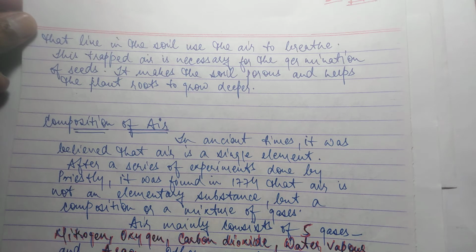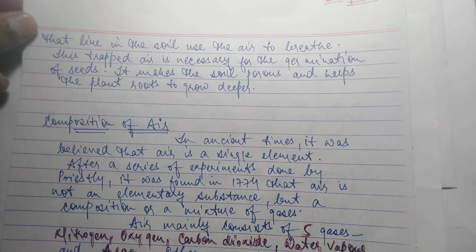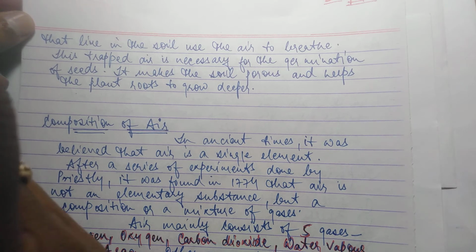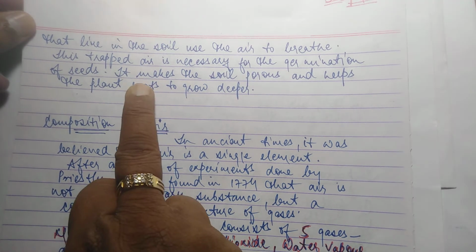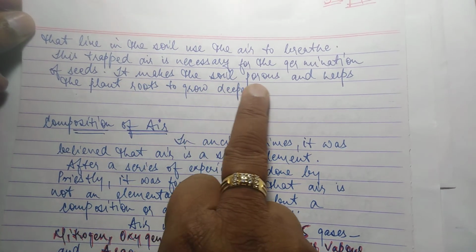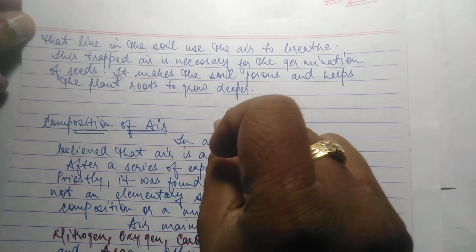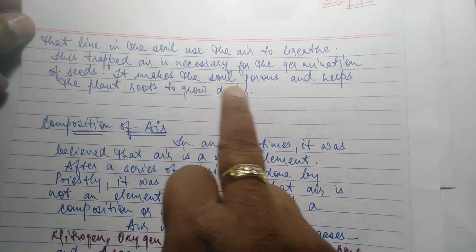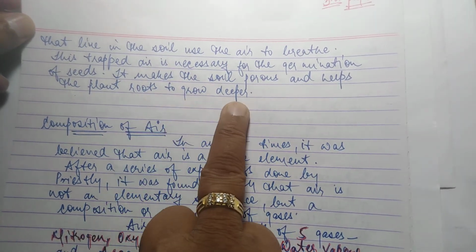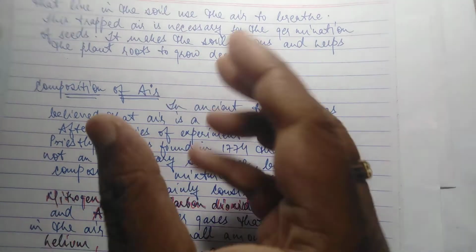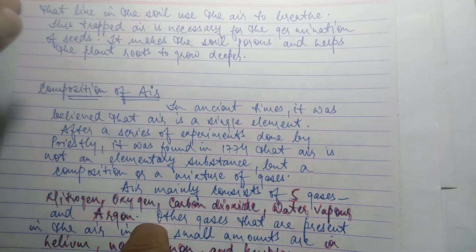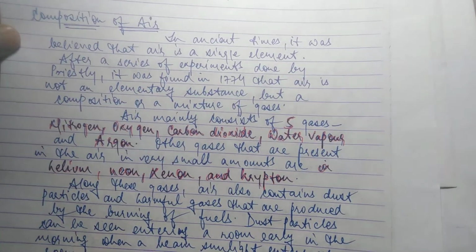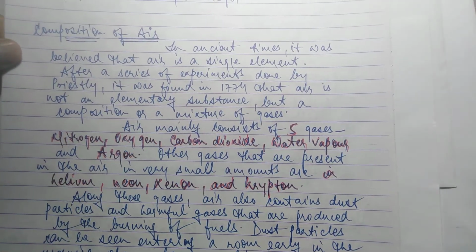We all know water, humidity, air, it is all essential for the seed to germinate. Okay, it makes the soil porous. Porous means with small spaces inside it, and helps the plant's roots to grow deeper. मतलब उनके बीच में गैप होता है, उसे कहते हैं पोरस. Now, composition of air. किससे बनती है air?